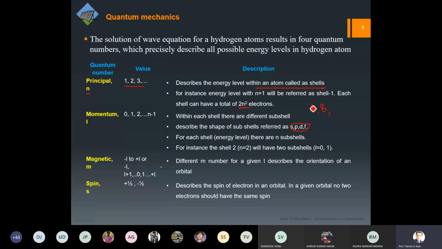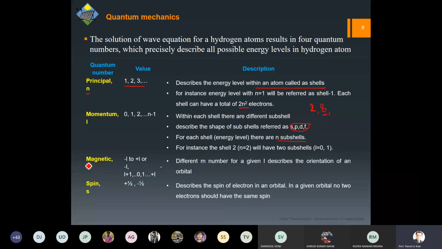Okay, so this 2 is fine, but this 8 you are going to break. It will be broken further into the momentum levels. So these are the subshells. For every n, every energy level, there will be subshells, or for every shell there will be subshells.